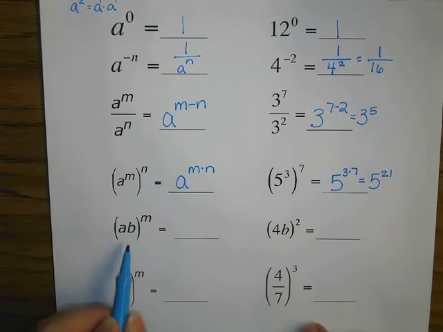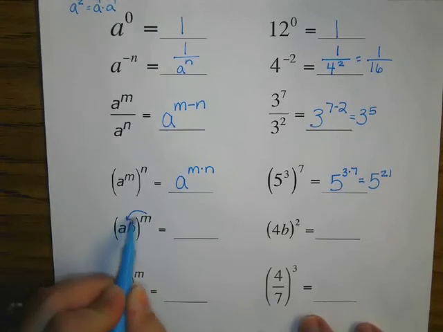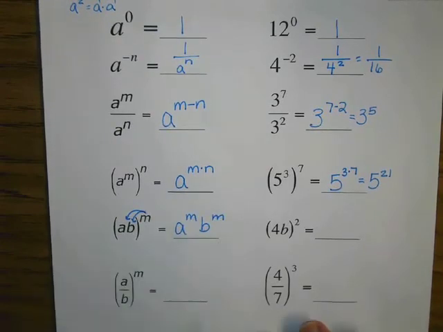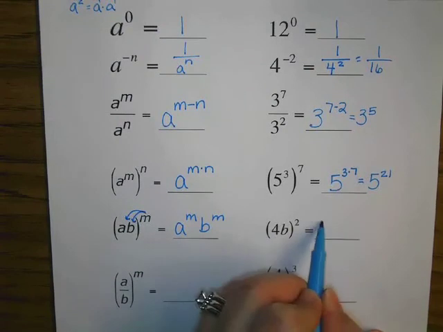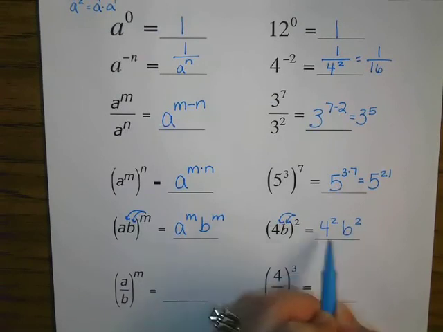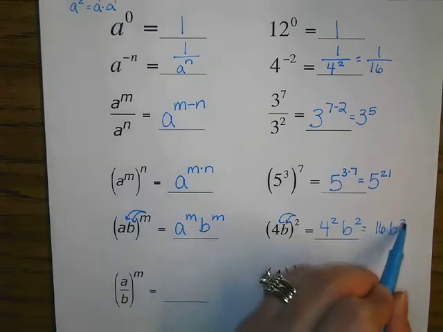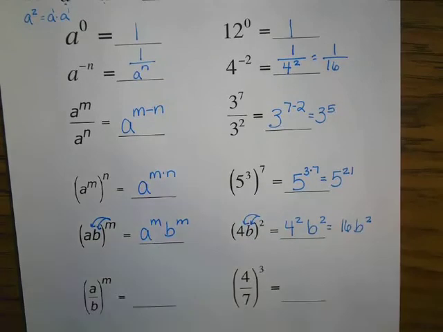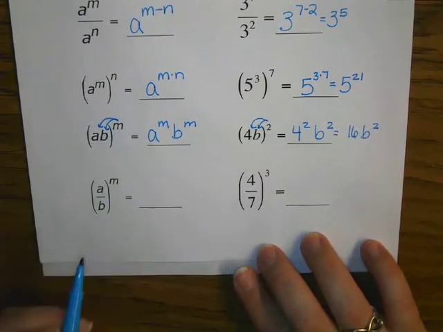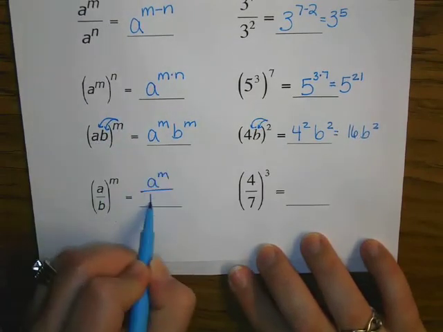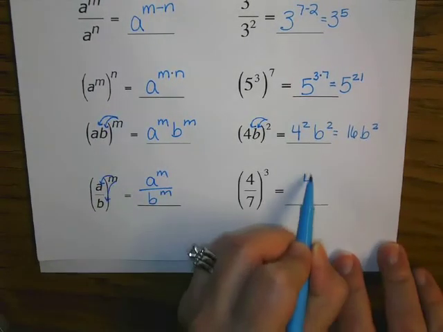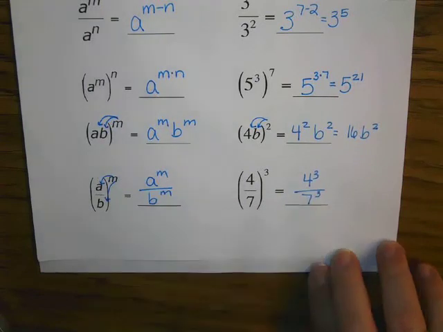And then our next one, we have ab to the m. Our m gets distributed, and we have a to the m times b to the m. So we have 4 squared times b squared. 4 squared is 16b squared. Okay, and our last example, just like when we were multiplying and we distributed the power, we do the same thing with dividing. M goes to the top and to the bottom. So here we have 4 to the 3rd over 7 to the 3rd.